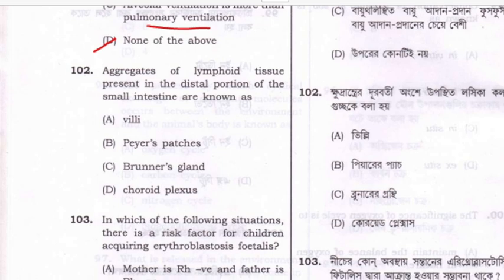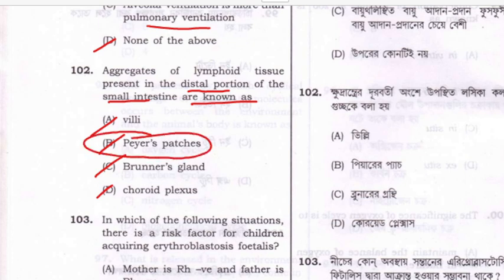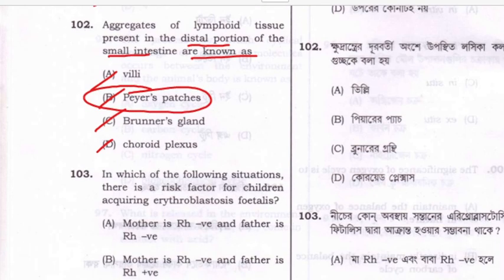Next is, aggregates of lymphoid tissue present in the distal portion of the small intestine are known as villi, Peyer's patches, Brunner's gland, or choroid plexus. So the aggregate of lymphoid tissue in the distal portion of the small intestine is known as Peyer's patches. So option B is correct.